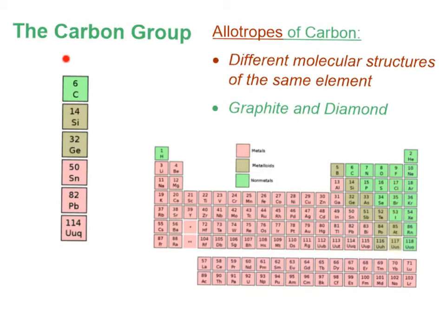So what do the elements in the carbon group have in common? Well, they each have 4 electrons in their outer energy level. You can see here is the carbon group right here. We know that there would be 1, 2, 3, 4 electrons in their outer energy level. That's about all they have in common. Carbon is a nonmetal. Silicon and germanium are metalloids. And tin and lead are metals.